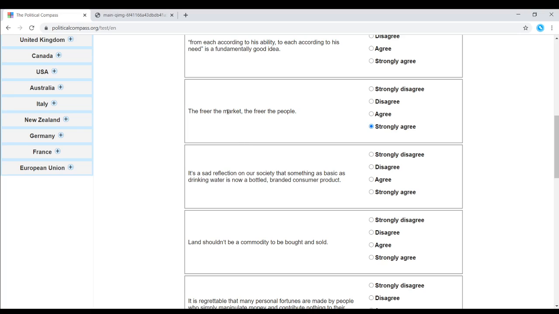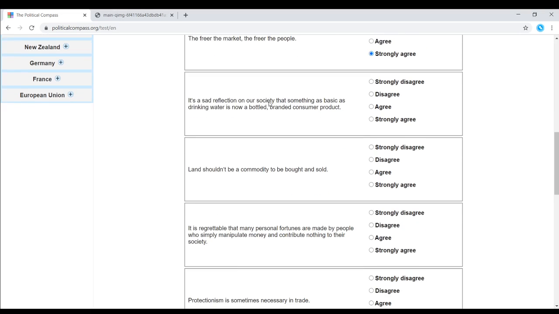I think that the argument that the more we regulate the economy, the more people are going to be able to earn more money from corporations is ridiculous, because corporations aren't going to thrive in that environment and therefore won't be able to give out promotions or give out raises as often. So I think, yeah, of course, the freer the market, the freer the people.